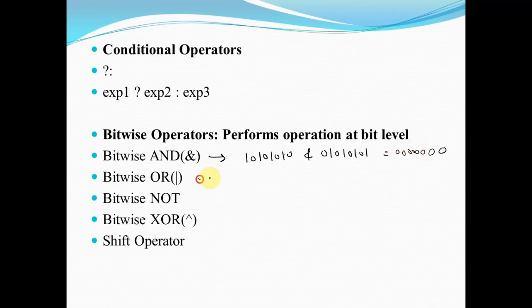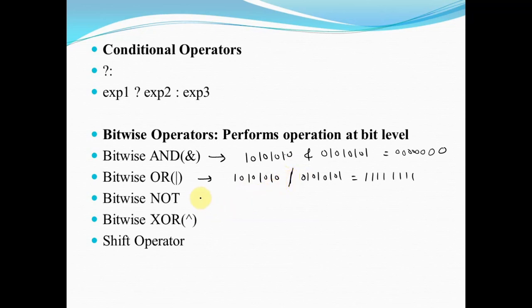Same is the case with the bitwise OR operator. It is going to generate the result. So if you consider the same example, 1 0 1 0 1 0 1 0 ORed with 0 1 0 1 0 1 0 1, then you will get 1 1 1 1 1 1 1 1, because in ORing, if both are 0, then only you will get a 0, otherwise it is 1. So this is how bitwise OR works.